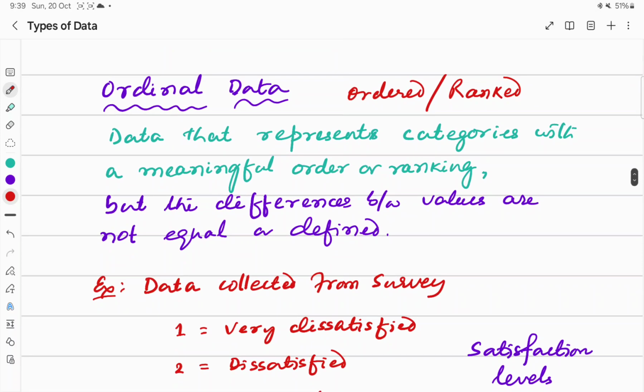And this ordinal data, we can rank them, we can order them. So the data that represents categories with a meaningful order or ranking. Without order or ranking, that is nominal. With order or ranking, that is ordinal. But the difference between values are not equal or defined.